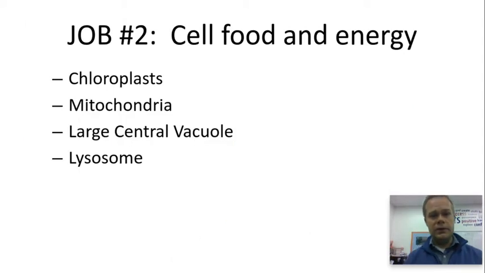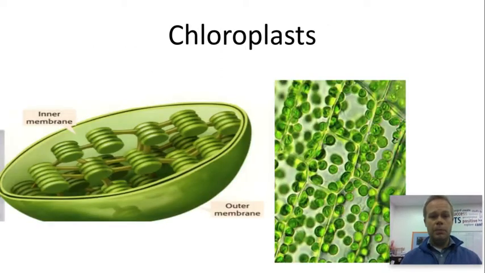Job 2. So these organelles, the chloroplasts, the mitochondria, the vacuole, and the lysosome, these have to do with food and energy for the cell. Everything needs energy to survive. Now, plants are really fortunate. They can actually make their own food.